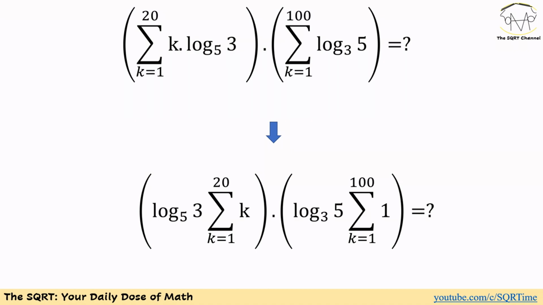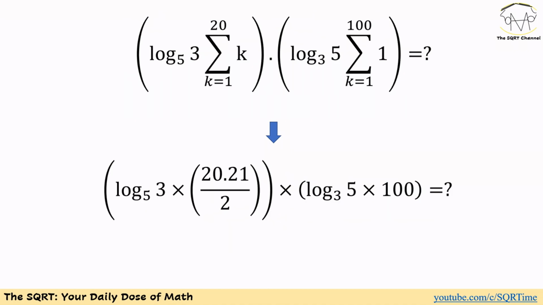Now let's go back to the first term in the expression that you have here. This expression has k times log of 3 in base 5. The sigma depends on k, but log of 3 in base 5 doesn't, and we can take it out as well. Now we have a new expression to evaluate. We have a multiplication of two terms. For the first term, we have sigma over k for k equal to 1 to 20, and for the second term, we have sigma of a constant number 1 for k equal to 1 to 100.